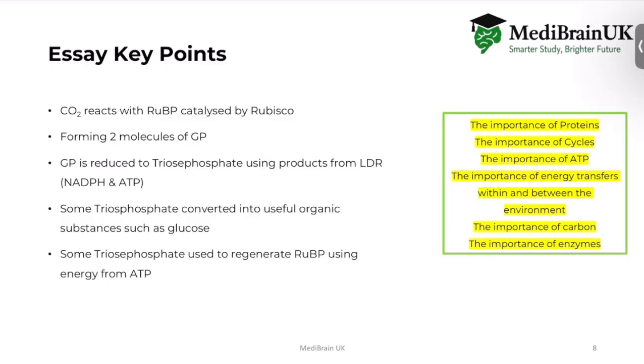Importance of cycles, the Calvin cycle. It's a cycle, so you can include it. Importance of ATP, ATP is used in this stage. Importance of energy transfer, energy is being transferred in photosynthesis, so you can definitely include it in an answer like this. And carbon, you've got your glucose, you've got CO2, all that is carbon, so you can definitely include it as an answer. I don't think the importance of carbon has been on for quite a while, so that's a common question which could come up. So those are the essay points. That's the model method that you can include within your answer.